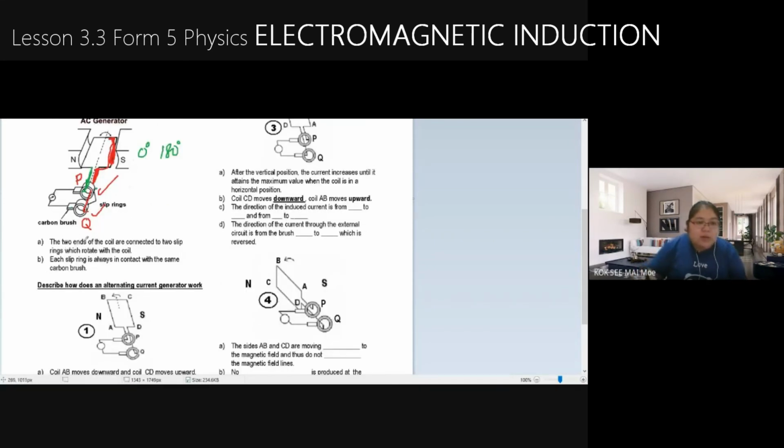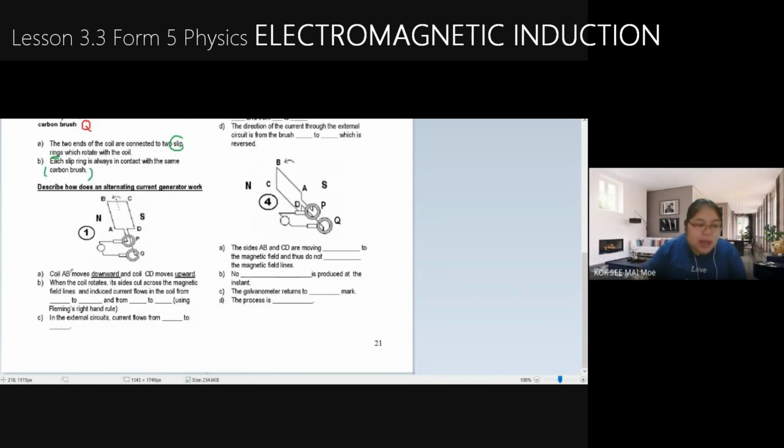Okay, now the two ends of the coin are connected to slip rings. That means a pair of slip rings rotate with the coin. Every ring is always in contact with the same carbon brush. That means the carbon brush, no sharing. We keep using the personal one. Okay, now we go step by step to explain for the AC.